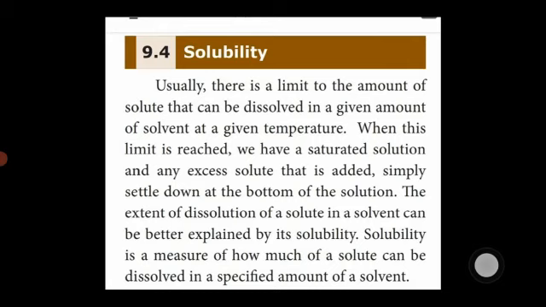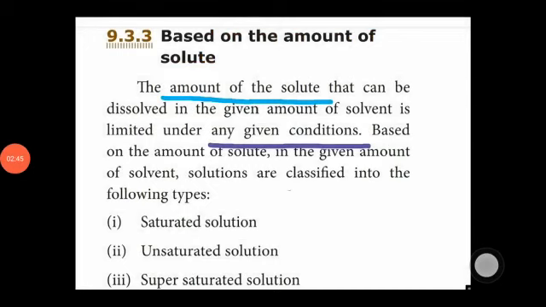Already we know the types of solution based on the amount of solute. What are the three types? Saturated solution, unsaturated solution, supersaturated solution. Every solute particle added to the solvent, we get a saturated solution.